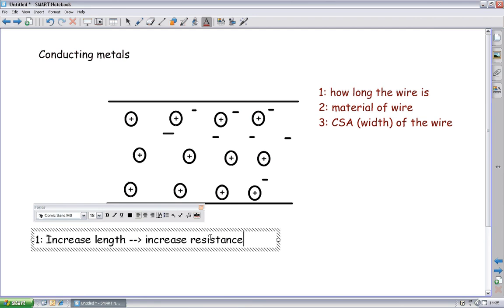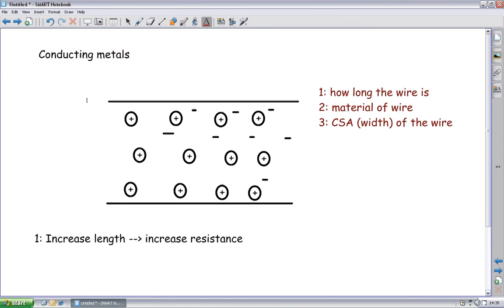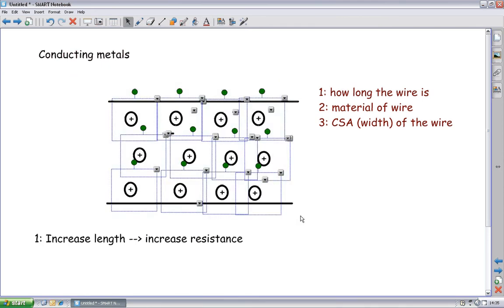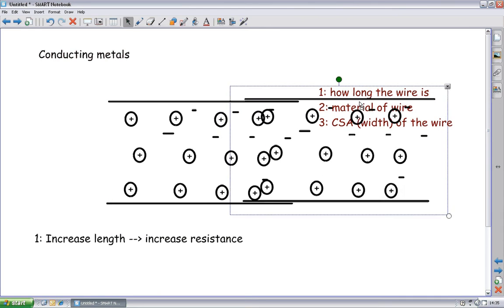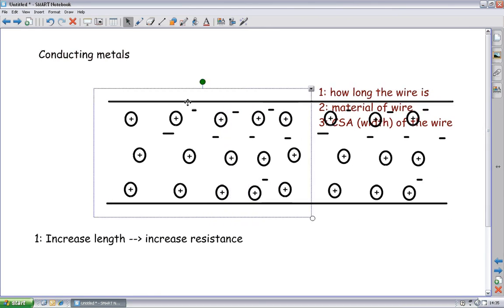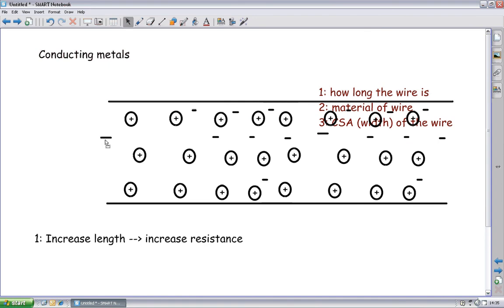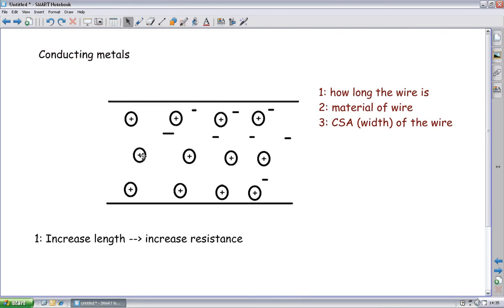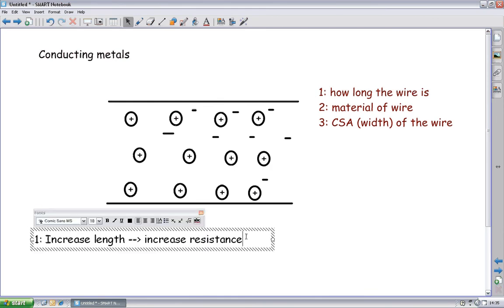Why? Simply because I am going to get involved in more collisions with more ions. If I double the length of the wire out to there, then when my little electron has to travel from here all the way across, it's got to get past 1, 2, 3, 4, 5, 6, 7, 8 full ranks of ions. Now that's not good. It means he's going to get absolutely pulverized. As opposed to here, where he's only got to get through 4 ranks, so that's going to be half as difficult. So if I increase the length, I increase the resistance.